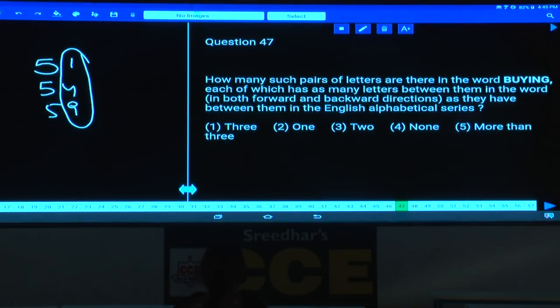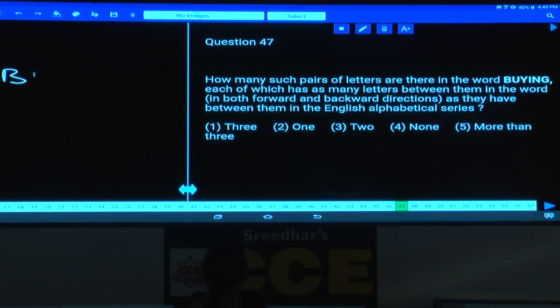Then question number 47, how many such pairs of letters are there in the word BUYING, B-U-Y-I-N-G, each of which has as many letters between them as they have in the given word, both forward and reverse? Then start counting from B. B, C, D, E, F, G. Now share between B and G: C, D, E, F, G.